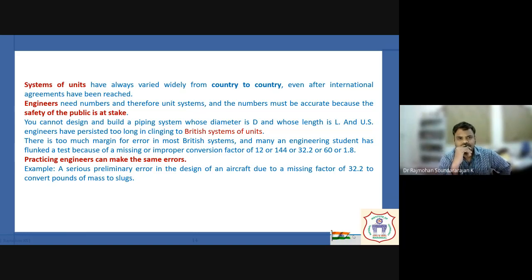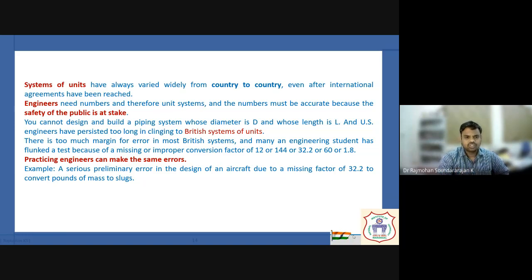Okay, we cannot design a pump piping system whose diameter is d and whose length is l, and US engineers have persisted too long in clinging to the British system of units. Okay, there is too much margin of error in most of the British system of units, and many an engineering student has flunked the test because of missing or improper conversion factors of 12, 144, or 32.2, or 60, or 1.8. So as a practicing engineer, we always tend to make some errors also. So that way we should try to follow a standard system of units.